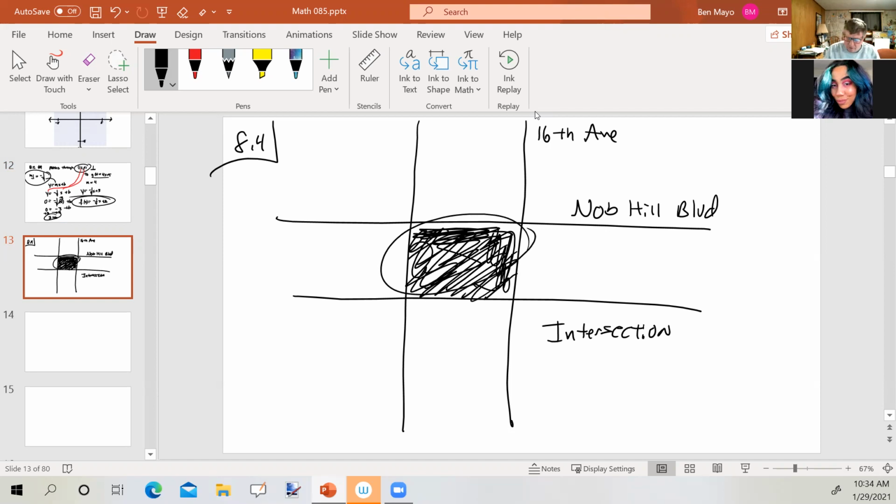All right, let me ask you this. Is this intersection part of Nob Hill Boulevard? Yes. Is it part of 16th Avenue? Yes. So the intersection, I know you all thought I was trying to trick you with a trick question. No, I wasn't, sorry. The intersection of those two streets is the part that they have in common. So that piece of street is part of Nob Hill Boulevard. It's also part of 16th Avenue. So that would be the intersection, where they overlap, what they have in common.